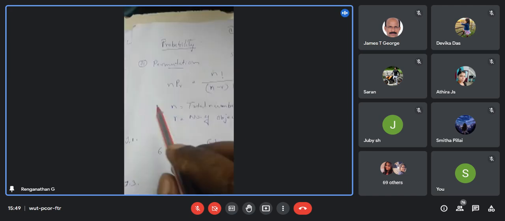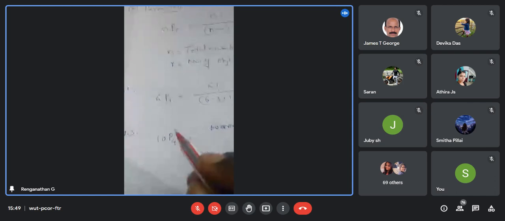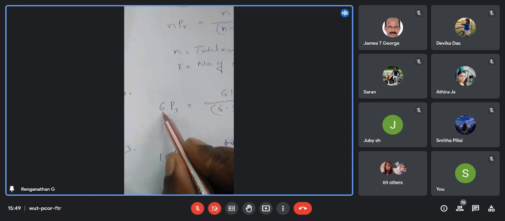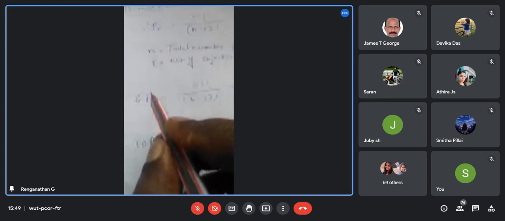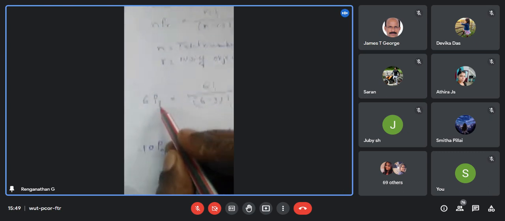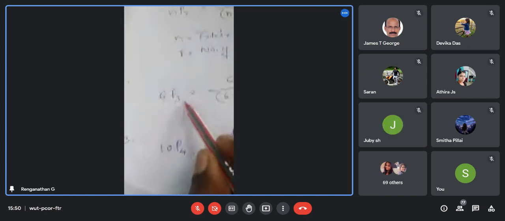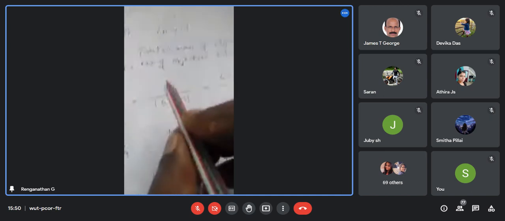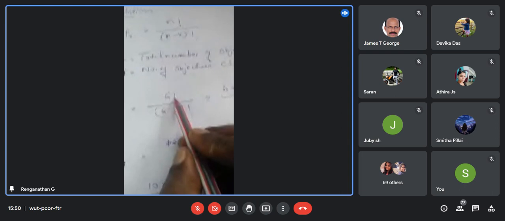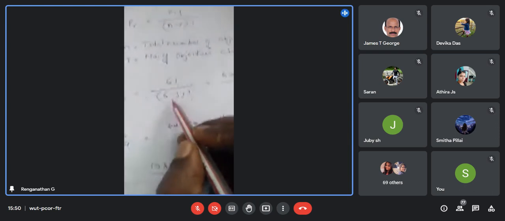So in the formula we put the values like this. In place of n we write 6, then P means permutation, then how many we choose, that is 3. So 6P3 is equal to n factorial, meaning 6 factorial, divided by (n minus r) factorial, meaning (6 minus 3) factorial.